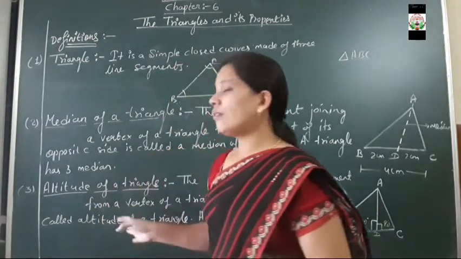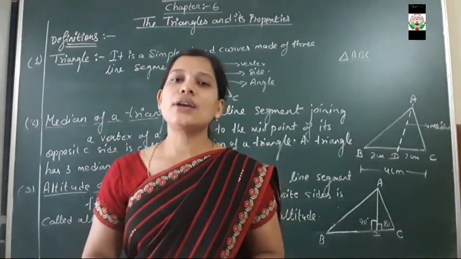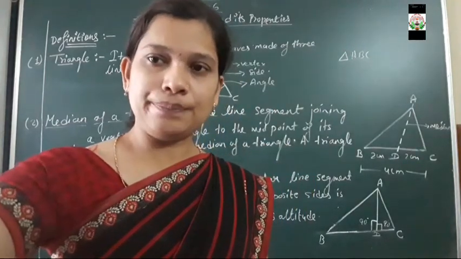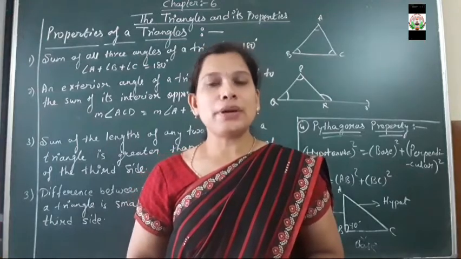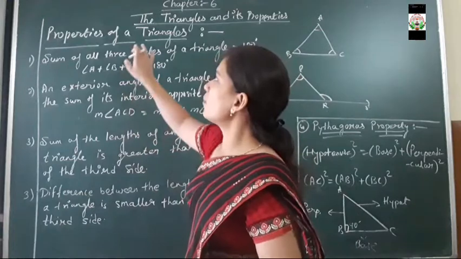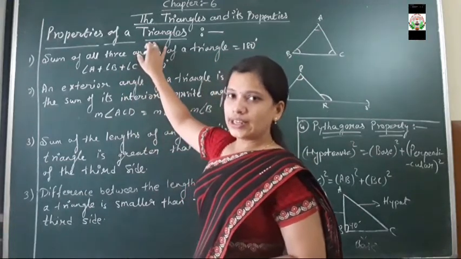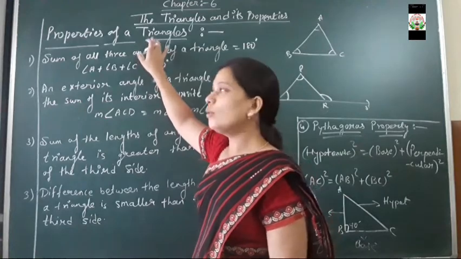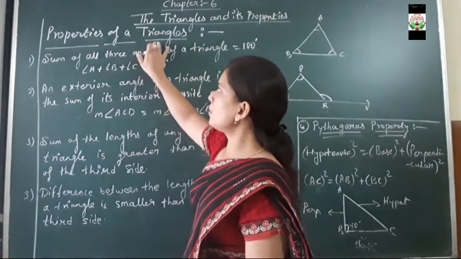So this is the main definition in this chapter. Next we are going to see the properties of a triangle. Dear student, here we are going to deal with the properties of a triangle, as I had explained the triangle definition, then median and altitude. Now after that we are going to see the properties of a triangle.